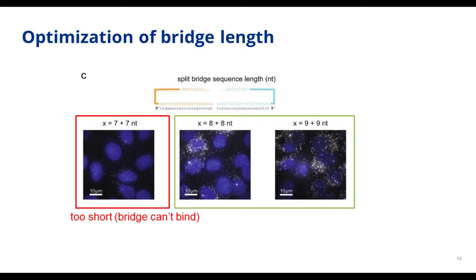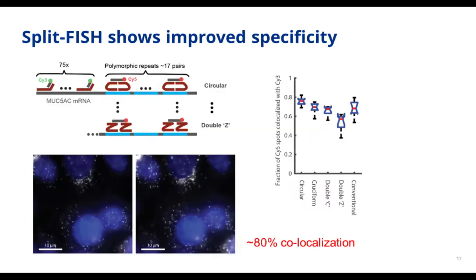And finally, to finish off the optimization, we also tried to tune the length, because if the bridge sequence is too short, like 7 or less, then even when we pair them, the probe will not be bright enough. So we found that 9 plus 9 nucleotides or 8 plus 8 nucleotides is the most optimal design. With that design, we went in to do imaging to validate this probe design.